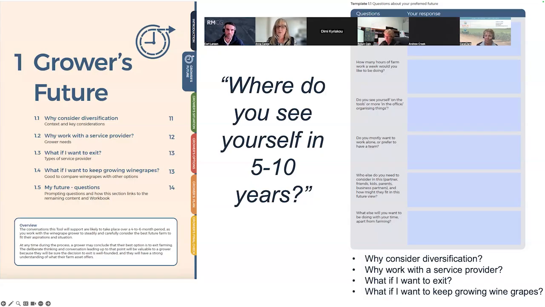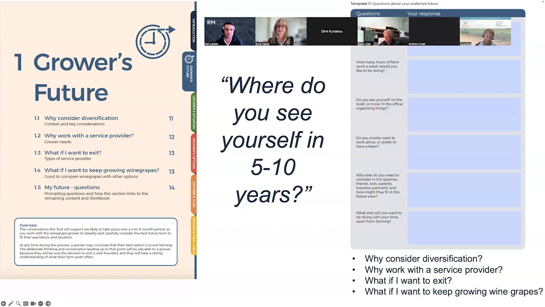In the grower workbook, this question is unpacked. You can see the template on the right-hand side of the slide. It's unpacked in detail. We really encourage you to dig in at the kitchen table with your wine grape grower to get them to describe in detail what it is that they want their life and their work and their farm to be like in 5 to 10 years' time.